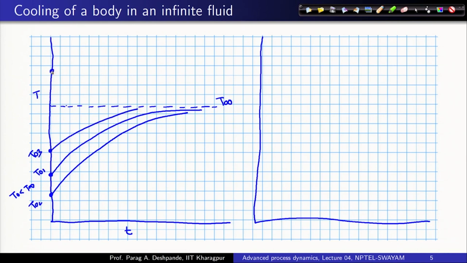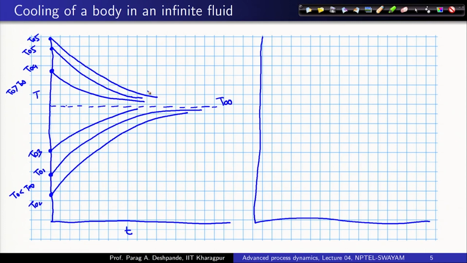And when t 0 is greater than t infinity, then what I will see is exponential decay like this, and all of them would go asymptotically to t infinity, right.